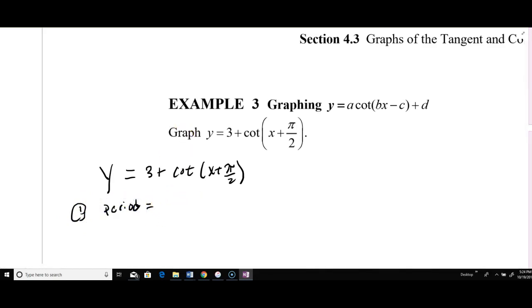Recall that A is in the front, here's B, here's D, and this would be the opposite of what C is. Alright, so the period is going to be pi divided by B, and so here we get pi over 1, so that's pi. Quarter period is going to be 1/4 of that, so we get pi over 4.